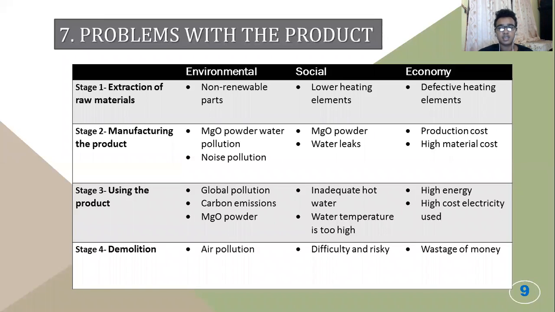Problems with the product. In this process, we have 4 main stages like extraction of raw materials, manufacturing the product, using the product, and demolition. And its impacts are further divided into 3 categories like environmental, social, and economically wise.